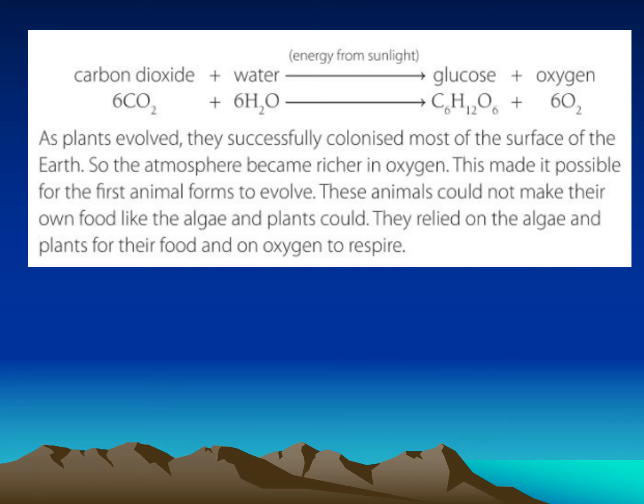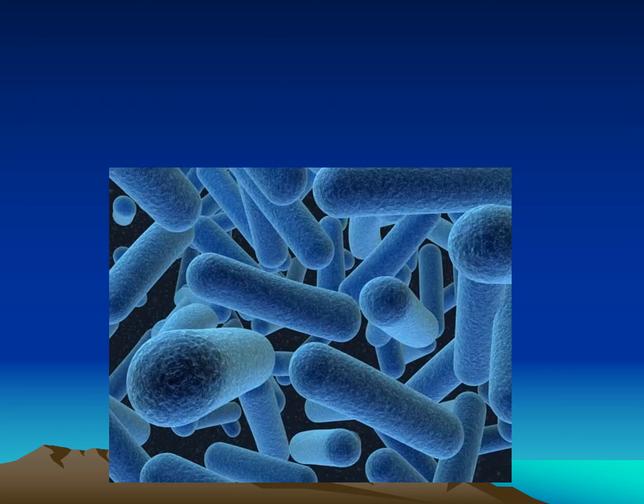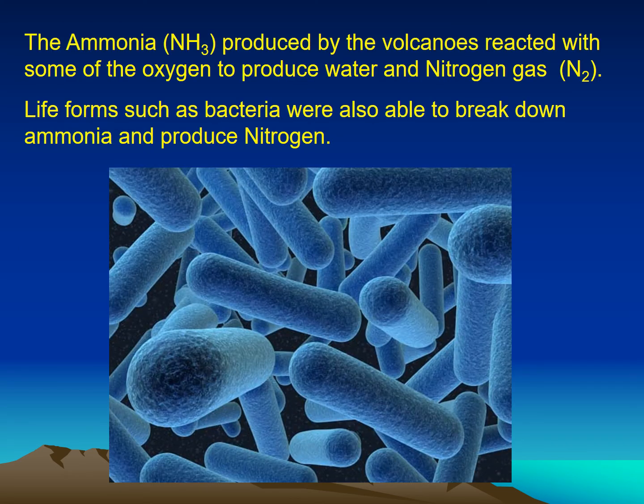Sorry, slightly frozen here. And then last but not least, this ammonia that was produced by the volcanoes reacts with some of the oxygen and produces water and nitrogen gas. Life forms such as bacteria are also able to break down ammonia and produce nitrogen. So that's why we've got lots of nitrogen in the atmosphere currently.